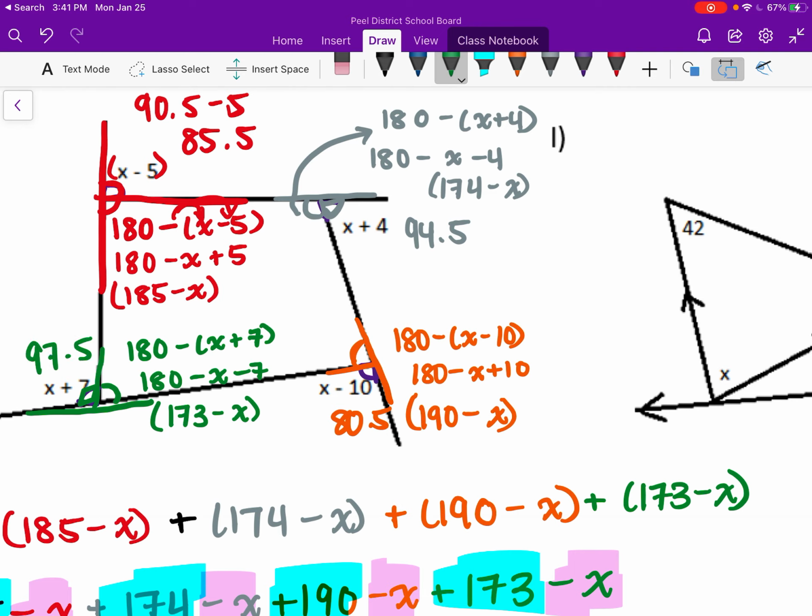Okay, and that makes sense, because I didn't need to find my interior angles in order to find my exterior angles, because I already put that into my equation.